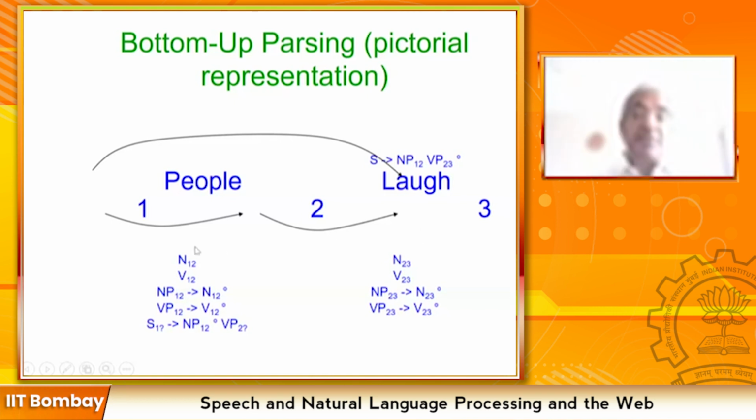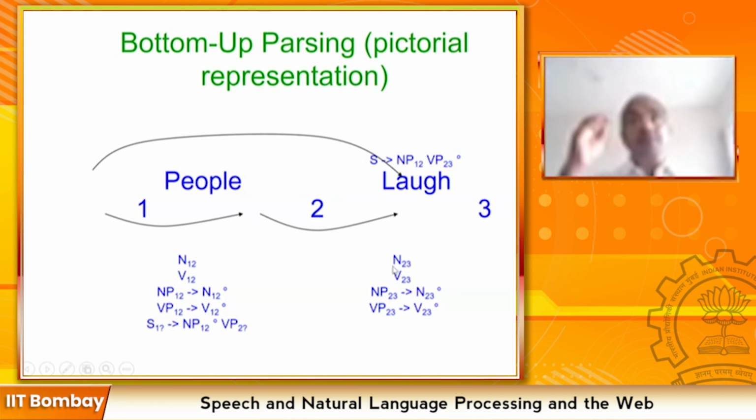Now, did I do any useless work here? I did, because for people I got N and V. V was not necessary. For laugh I got N and V. N was not necessary here. But fortunately, the handle or the dot symbol took care of that. So dot said I want a verb phrase, and verb phrase says I want a verb. So the N symbol was not at all used.